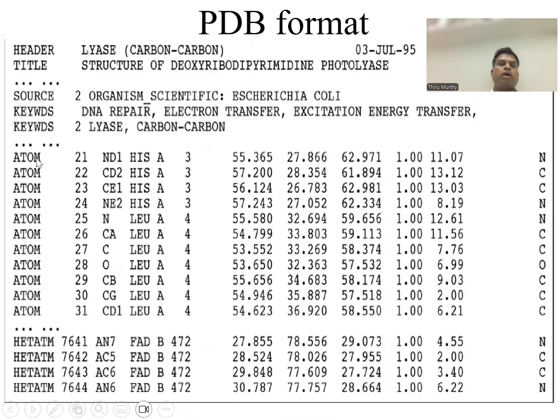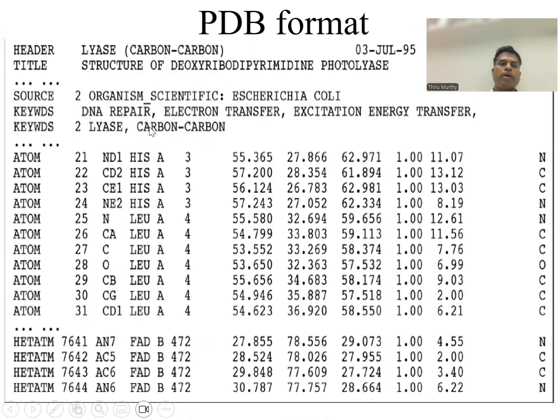After this atom column, we can see the column number, right? 21, 22, 23. This describes the number of the particular atom. This particular atom number 21 belongs to a histidine residue. It is a nitrogen atom of histidine, and that particular nitrogen atom has the number 21.